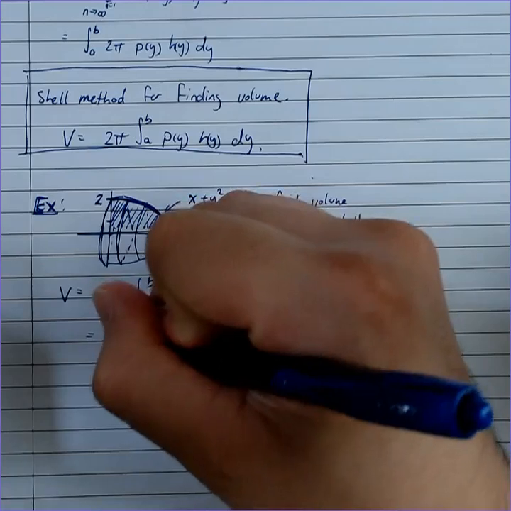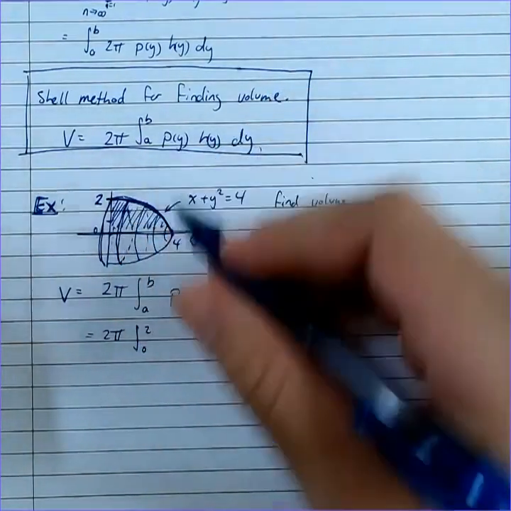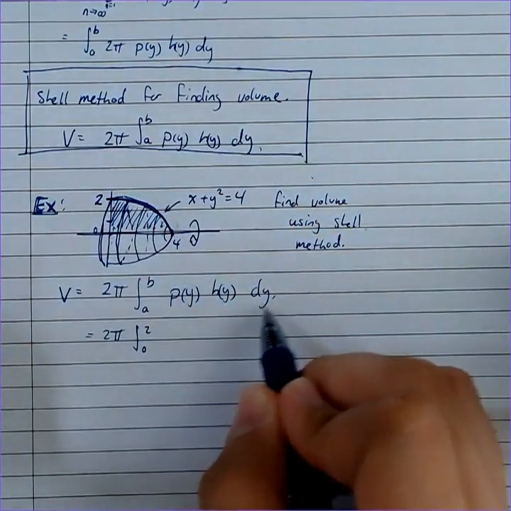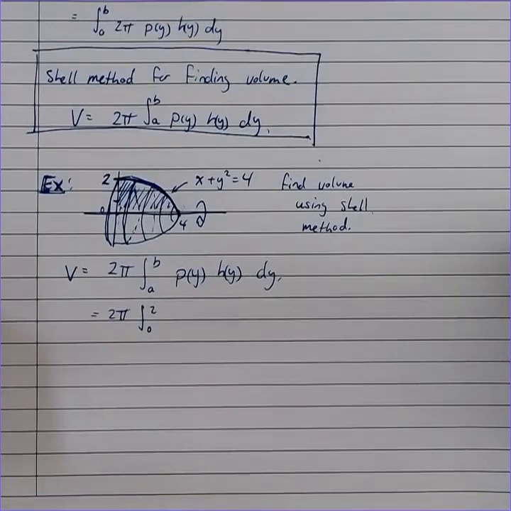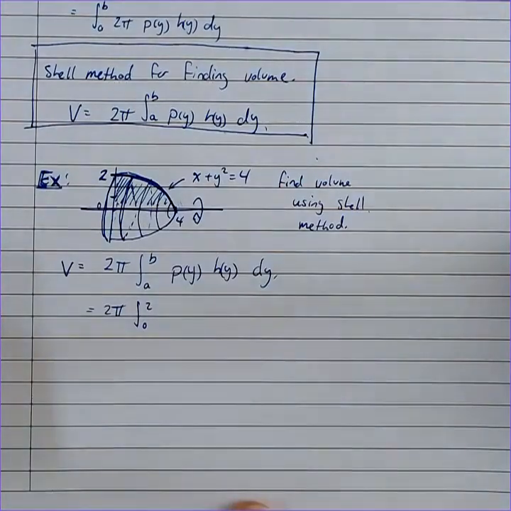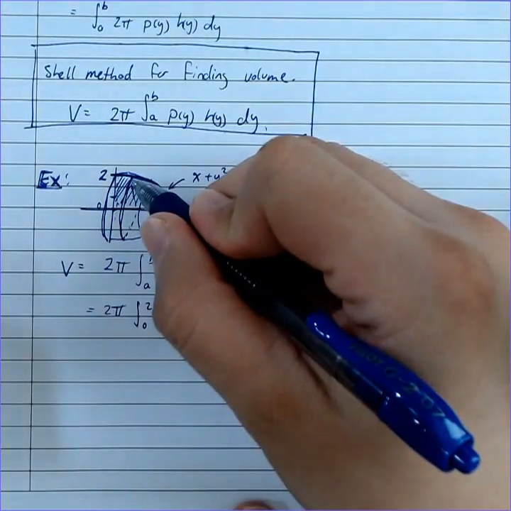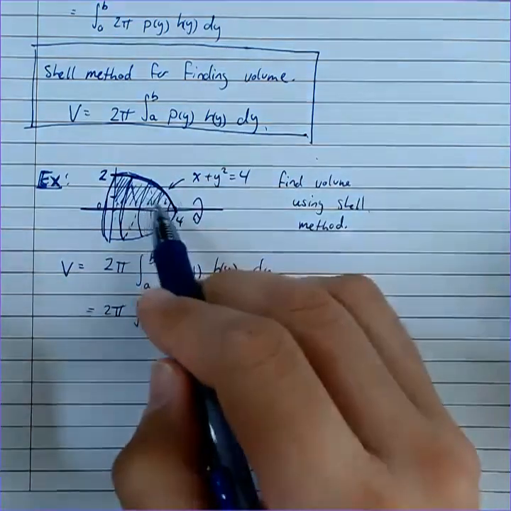So here that's going to be 2 pi, integral from 0 to 2. Right? 0 to 2. We don't care about that 4. It's not necessary. We're integrating with respect to y. Okay, now p(y) is going to be the distance from the axis of rotation, which in this case is the x-axis, to the curve that defines your region.